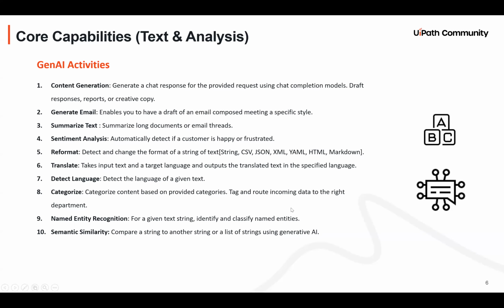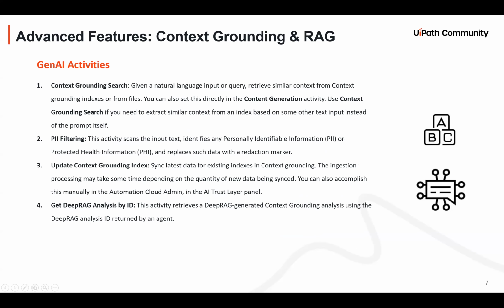Then next we have advanced features, or advanced activities I would say, which use context grounding or RAG. To give a brief explanation of what RAG or context grounding is: RAG is a concept in AI that grounds the information beyond that particular LLM's training data.